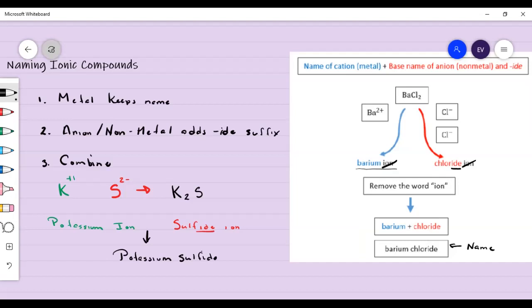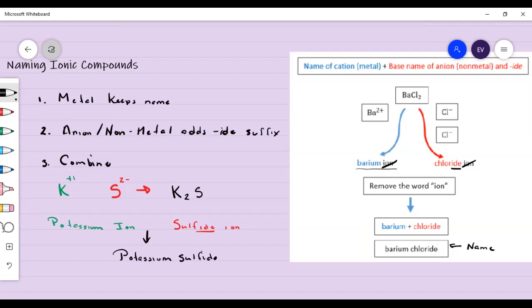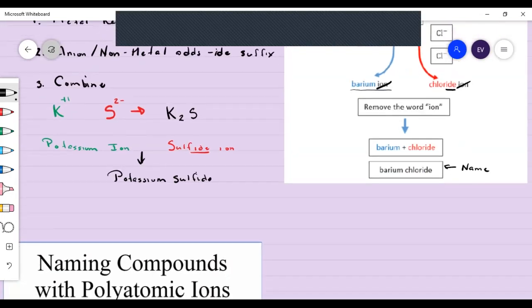So when you're naming an ionic compound, understand that the nonmetal is always going to get that IDE suffix, always. I'm not going to harp on your spelling too much, like if you don't know exactly which letters to drop, because they're all going to be different. But just understand that it's going to form an IDE ion. All right, I'm going to scroll up a little bit here.